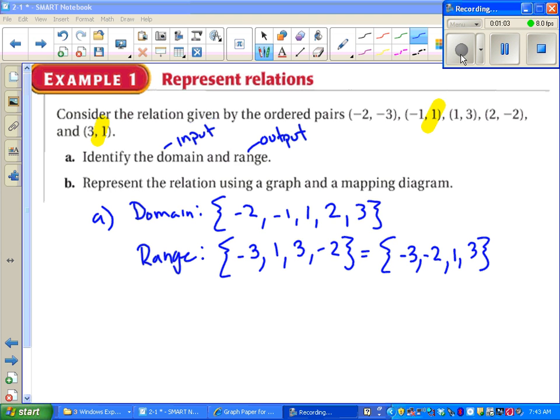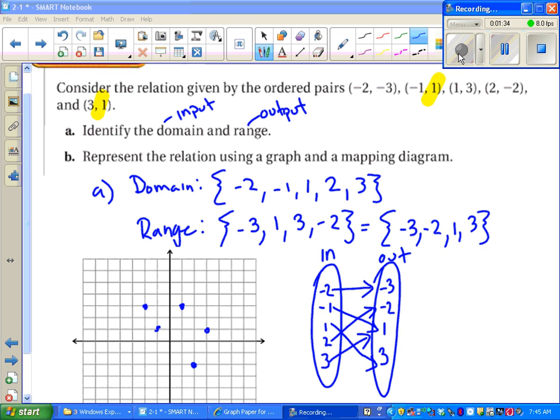If you notice, I rewrote the range from smallest to biggest. You don't have to do that. It's just easier to organize your data that way sometimes. Part B says, represent the relation using a graph and a mapping diagram. So in order to use a graph, I have to plot those 5 points. And a mapping diagram means I have to draw a shape with the inputs in it, a shape with the outputs in it, and draw arrows pointing from input to output.